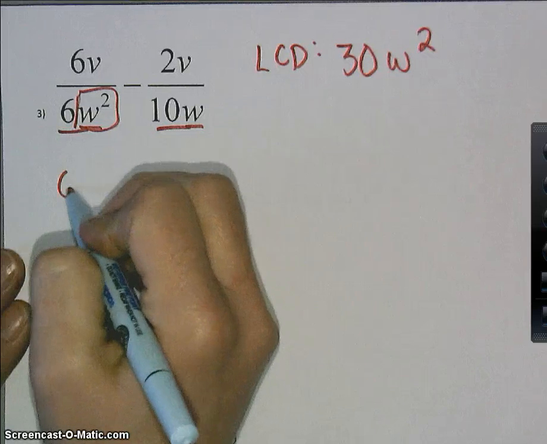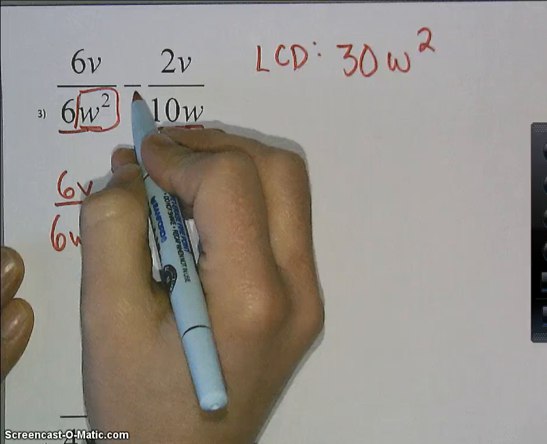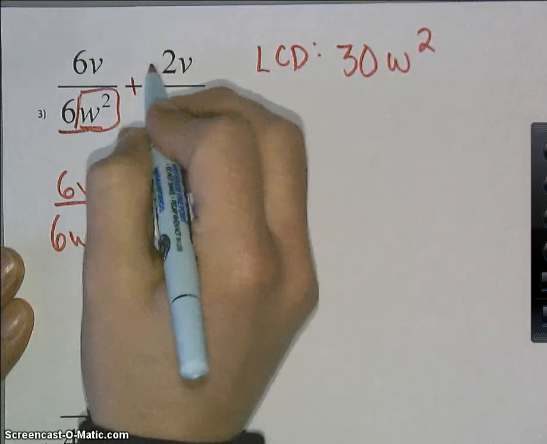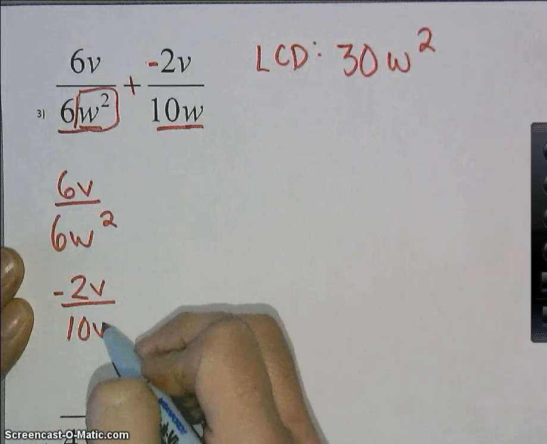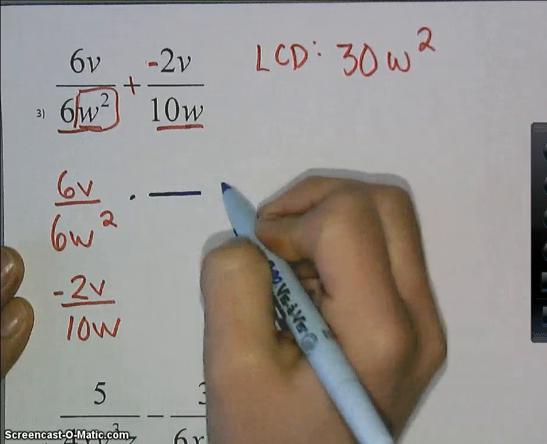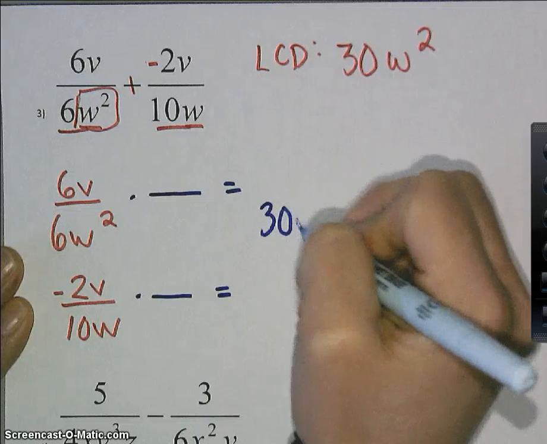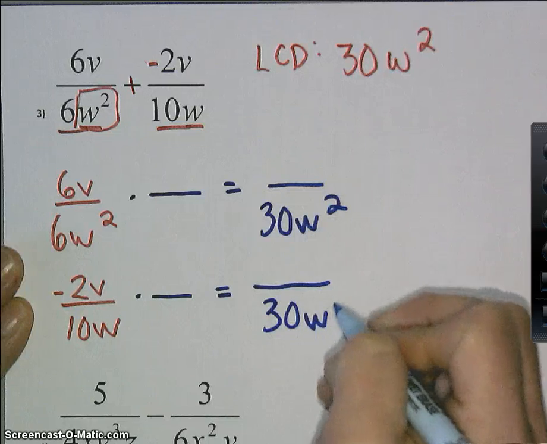So going to write each fraction again. And then once again, that's a negative, so a subtraction. So I'm going to put that negative with the 2v now. It's just rewriting it. Same thing. Okay, now we're going to go through that process of what do I have to multiply by to get to 30w squared on the bottom.